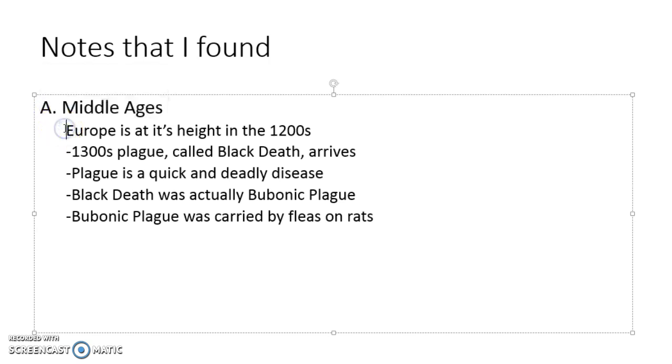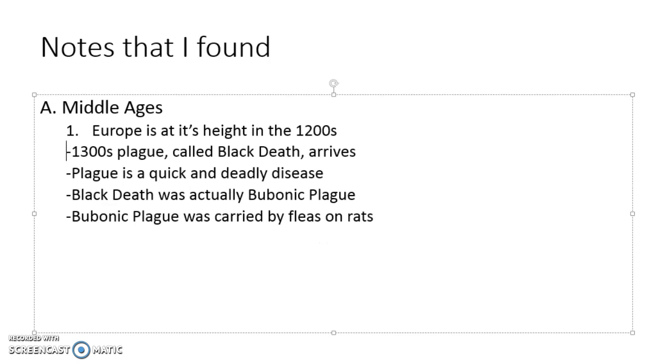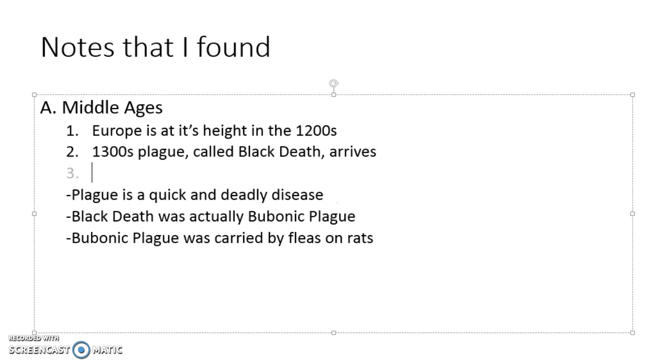That's why you put an A there. And then we want to look under that. There's two subpoints I would do. One is that Europe was at its height in the 1200s. And as you can see, PowerPoint wants to build an outline. So when you see PowerPoint start to do that weird stuff, that's actually the outlining feature in PowerPoint. So here we go. Point 1, there's my point 2.